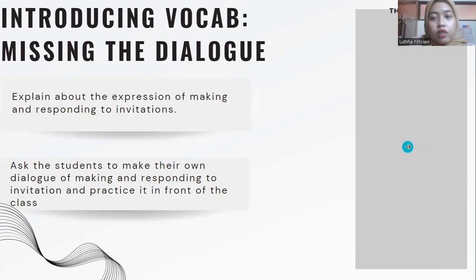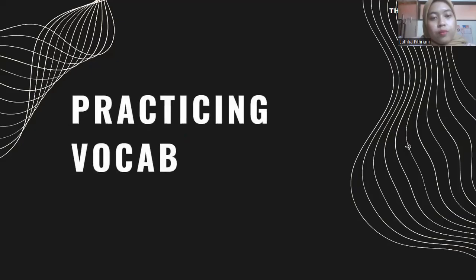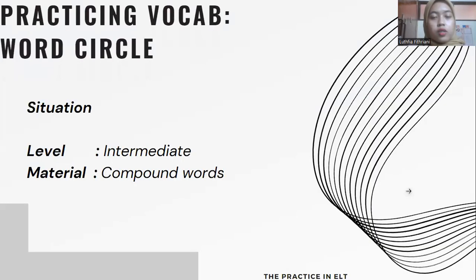Let's move to the next topic, which is practicing vocab. I will give you two examples, two activities that can be applied in the classroom for practicing vocab with students. The first is word circle. How do we implement word circle in the classroom? So I will give you an example.